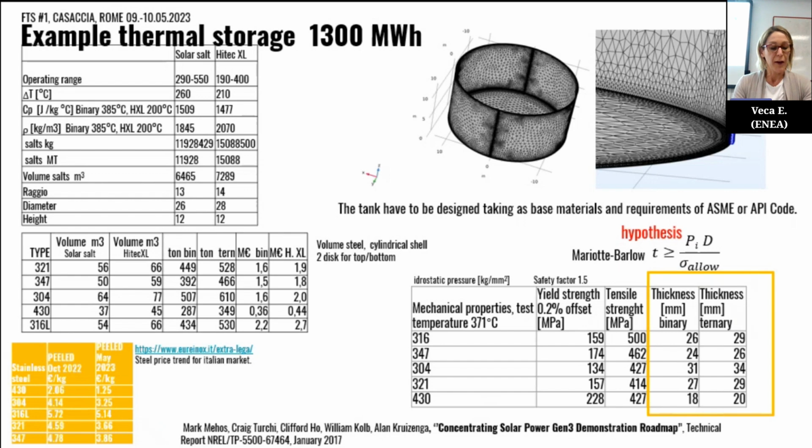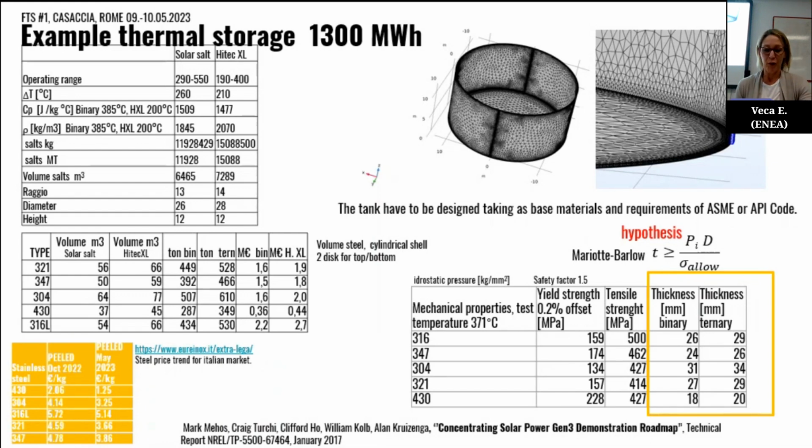After that, I fixed the height of the tank equal to 12, and then I calculated the diameter and the dimensions. After that, to evaluate the thickness of the tank, I made a big hypothesis, a very simplified hypothesis. I used the Mariotte-Barlow formula, that normally is not the right one.